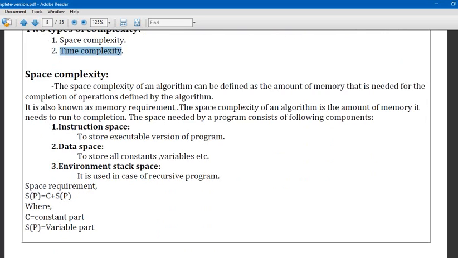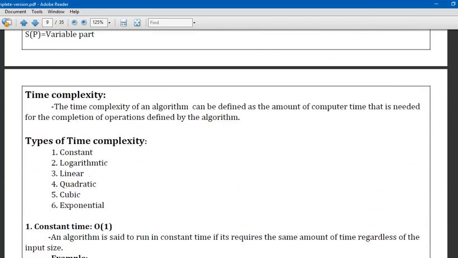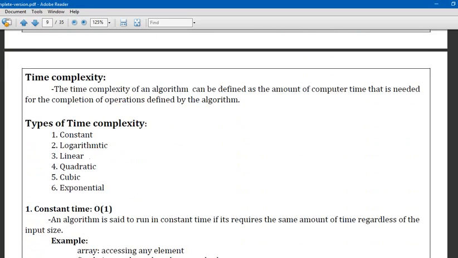In space, we have instruction space, data space, and environmental stack space. In the time complexity, we have constant time, logarithmic, linear, quadratic, cubic, and exponential time complexity.